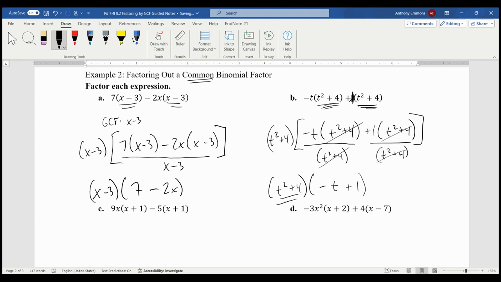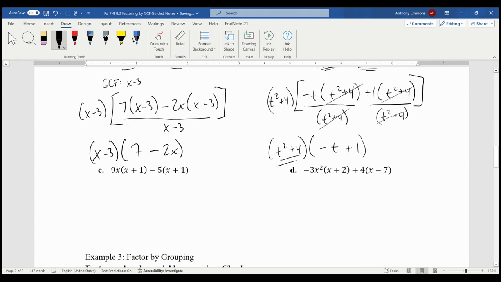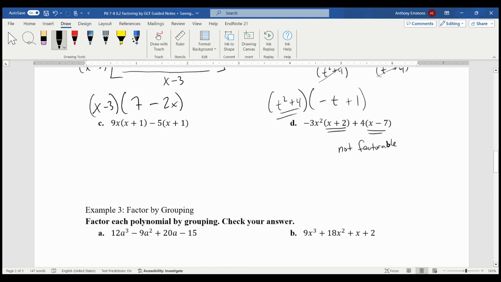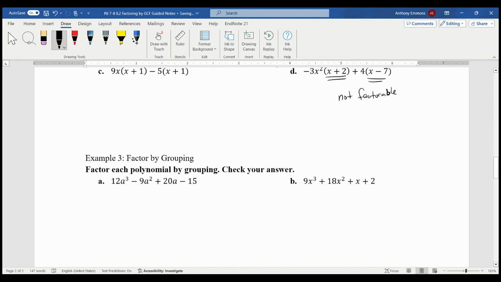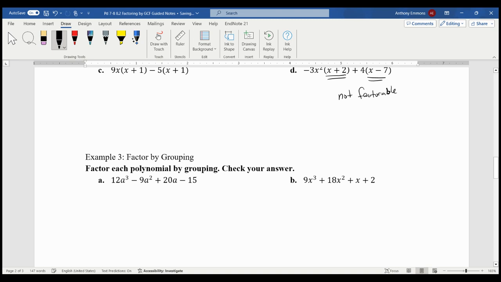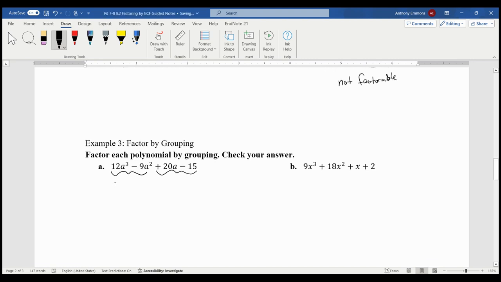And really quickly, I trust you can do C on your own. D, if that binomial is not shared, is not common, we're just going to say that it is not factorable. All right, the last set, and that's really important that the binomial is important. We'll see that in this last set of problems. This last set of problems, it's essentially 3 problems in one. There are 3 steps. I first need to find the GCF here.